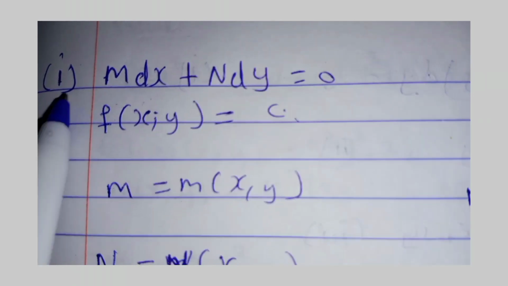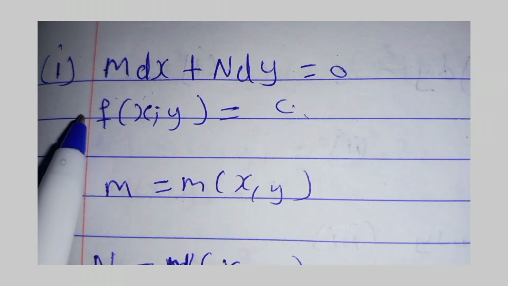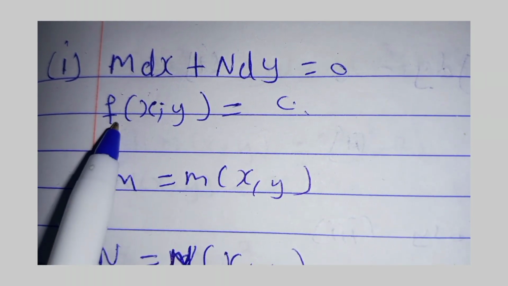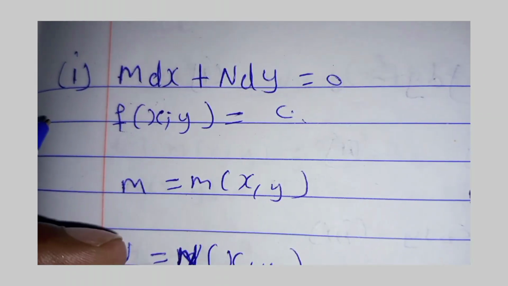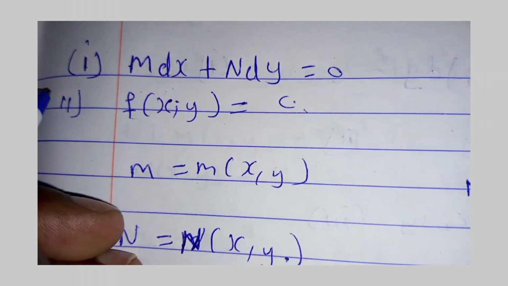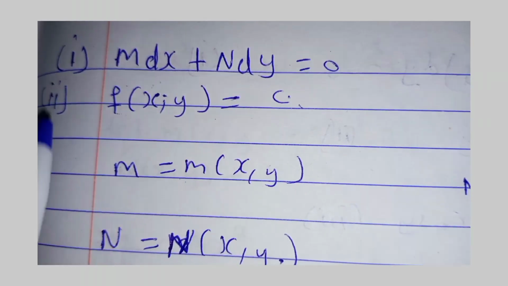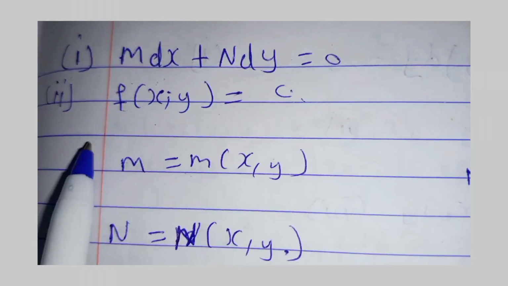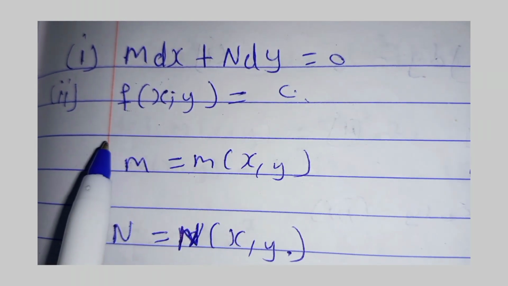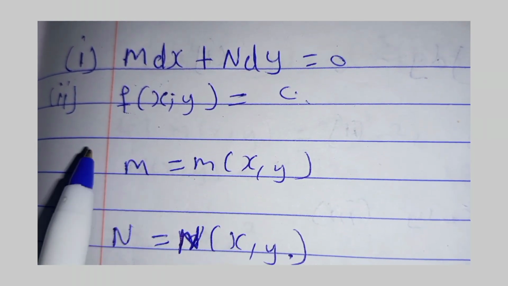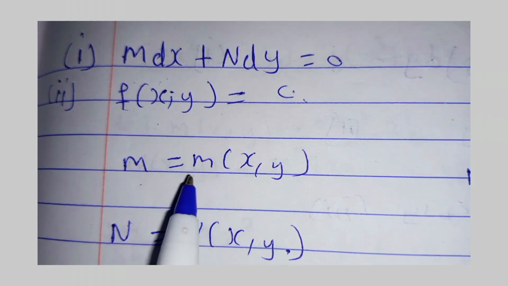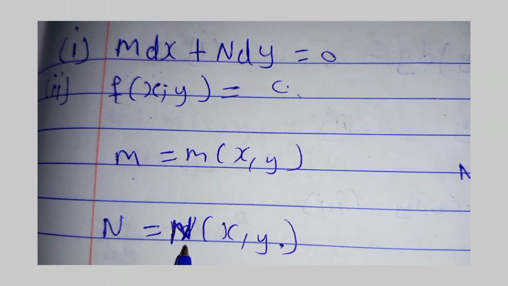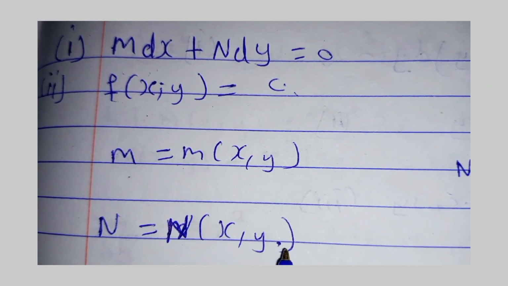an equation is seen to be exact if we can obtain it by differentiating a primitive solution. That is, given equation 2, we obtain equation 1 by differentiating equation 2 directly. So that is what is referred to as an exact differential equation. Now here M is a function of x and y, and also N is a function of x and y.